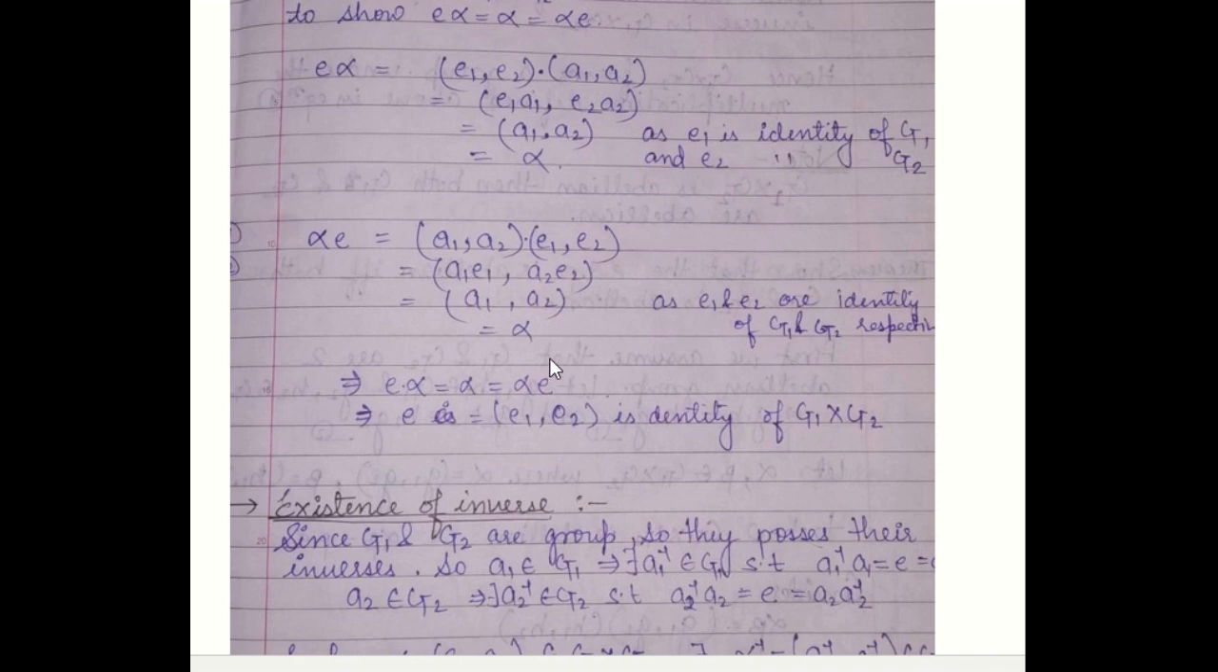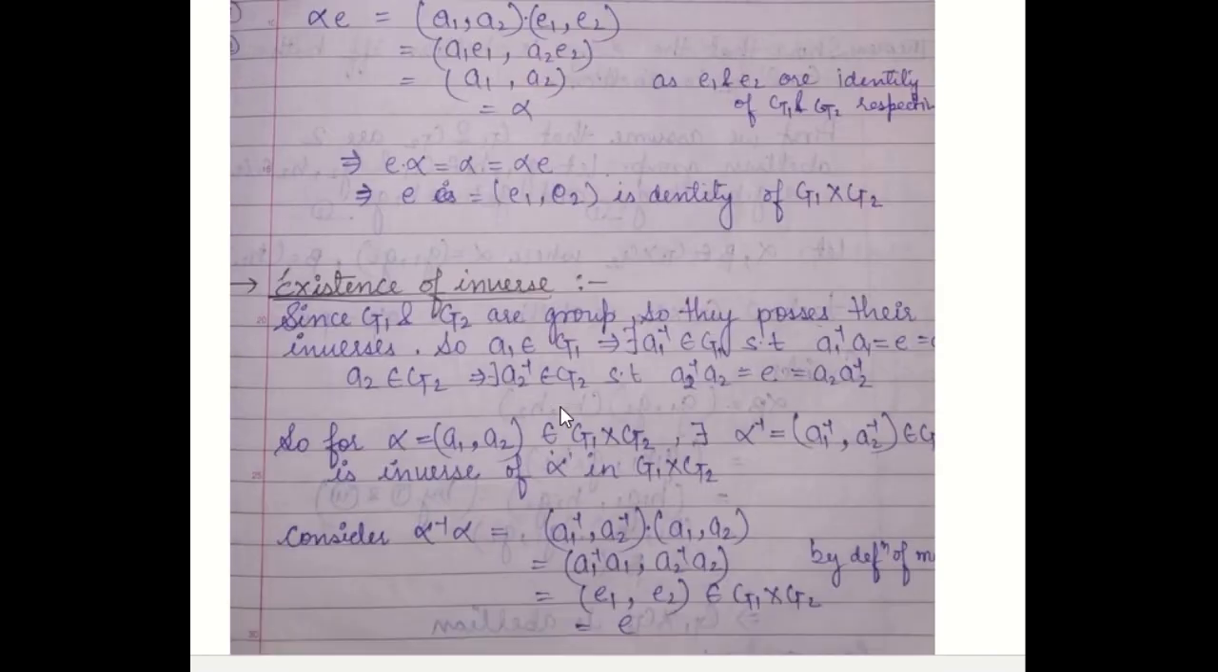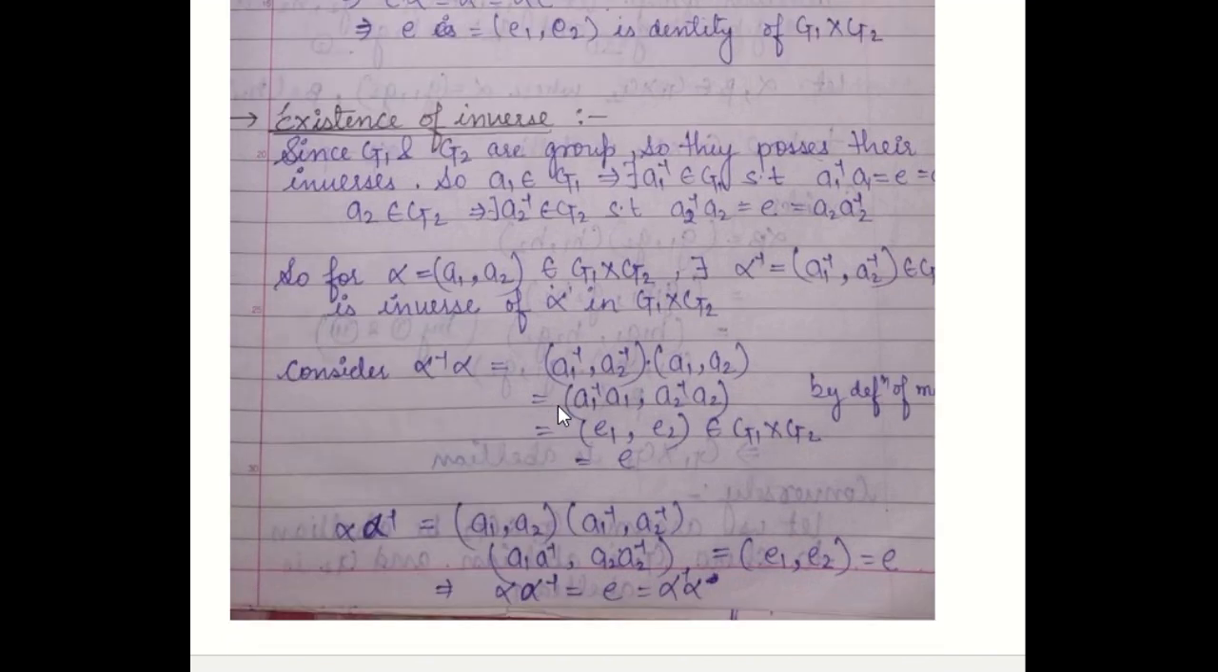So this shows that if we multiply E either on the left hand side or on the right hand side of an arbitrary element of G1 cross G2, the element remains unchanged. That means this is the behavior of the identity of a group. So E will be the identity of G1 cross G2. Now only one thing is left, that is we have to show each element of G1 cross G2 possesses its inverse in G1 cross G2.